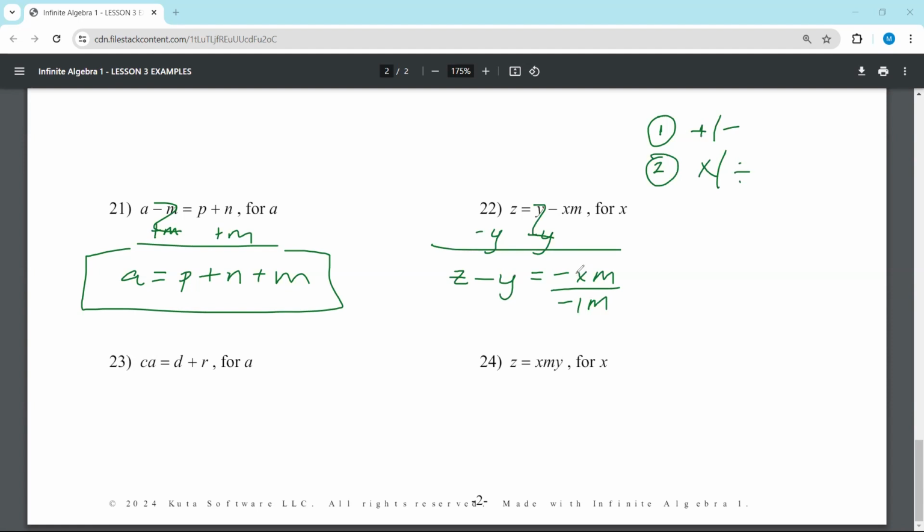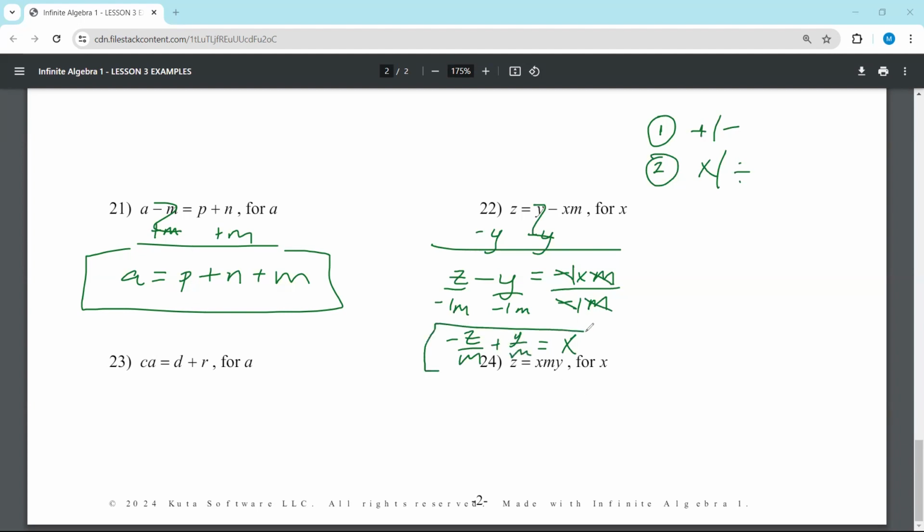And I can put a 1 there if that's helpful to see that the negative ones cancel and the m's cancel, and it leaves me with just an x. And whatever I do over here, I have to do on the other side. And I'm going to write that actually over each one. Negative 1m, negative 1m. Okay, so that helps me to see this positive z becomes negative. So negative z over m, and the negative divided by negative becomes a positive y over m.